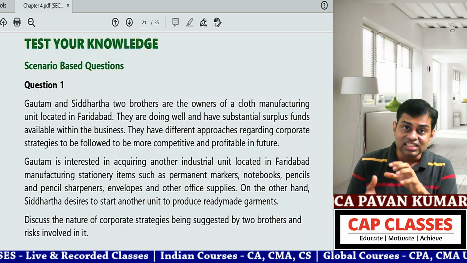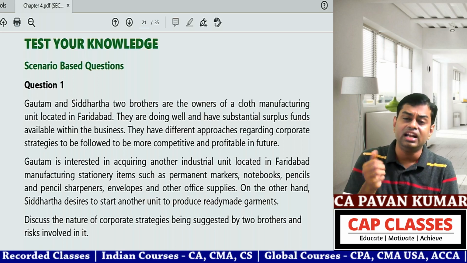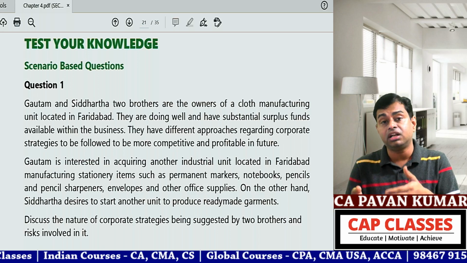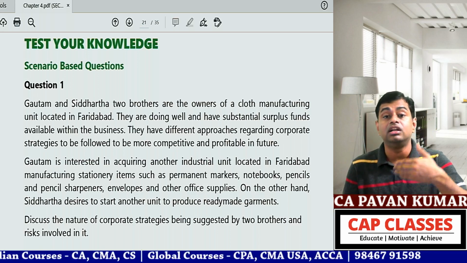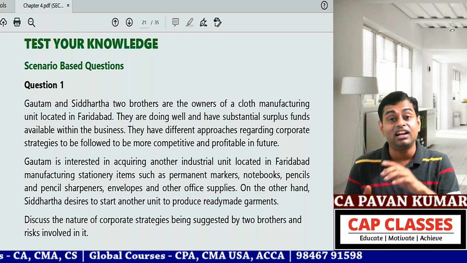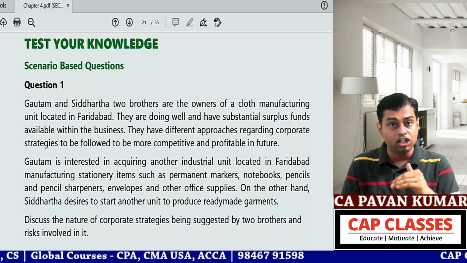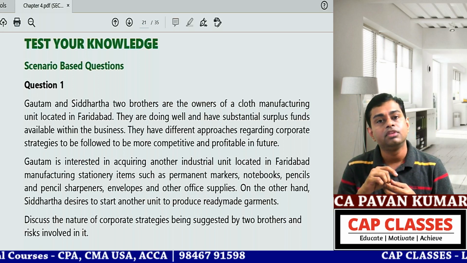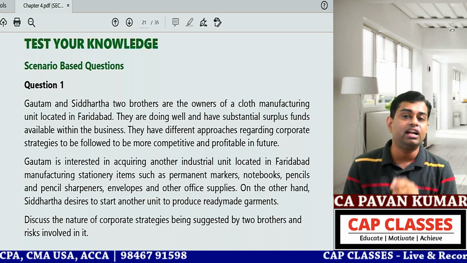In expansion, there will be so many other things: intensification, diversification. In intensification, again market penetration, market development, product development. And in diversification, you have a list of diversifications: backward diversification, forward diversification, concentric diversification, conglomerate diversification. First three are related, last one is unrelated. Again in integration, you have two types, vertical and horizontal. In vertical, again you have backward, forward, all this stuff. So unless you understand everything, you cannot write answer for this kind of case studies.